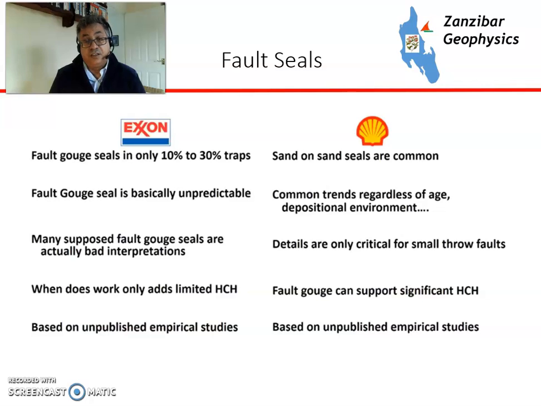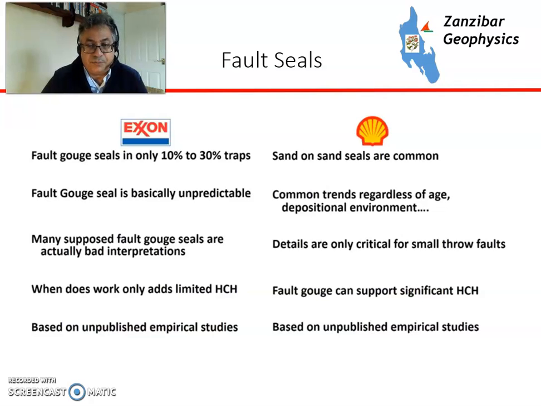Now, within companies, you've got different ideas about what faults do. So this is Exxon's and Shell's points of view. This is from J. Carlo. So fault gouge seals only in 10% of traps according to Exxon, where Shell believe they're quite common from their experience. Exxon don't feel they can predict it, where Shell think they can, or they have data which they make things fit. Exxon don't really believe in fault gouge.